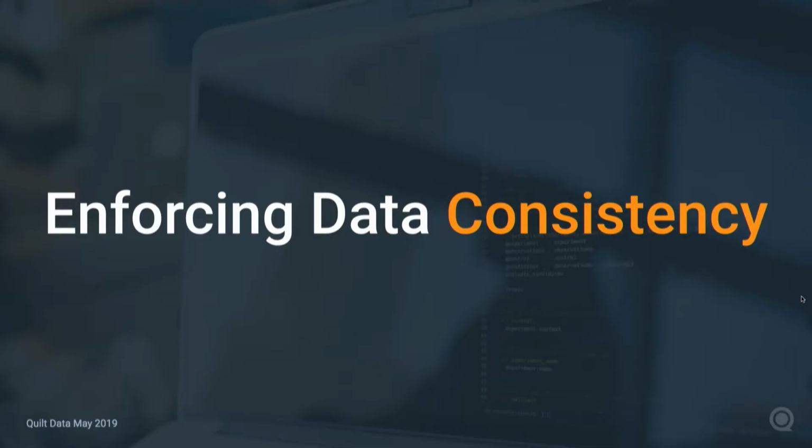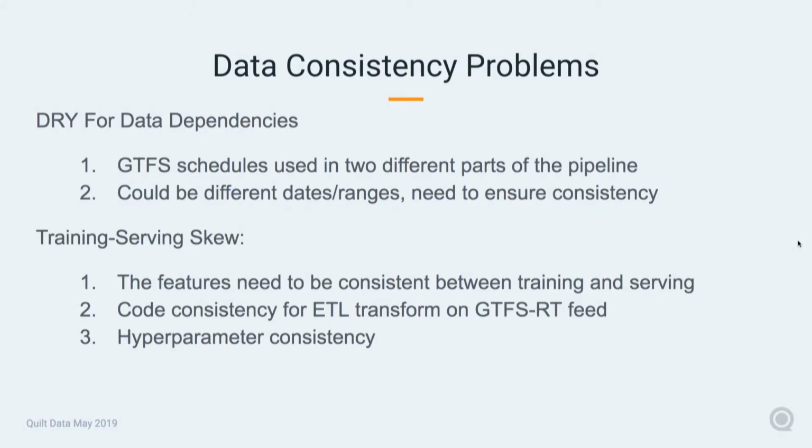So how do we go about enforcing data consistency so that we can avoid these problems, so that all our data is referring to the same time range, and also that our underlying data sets are consistent across the different pipelines?